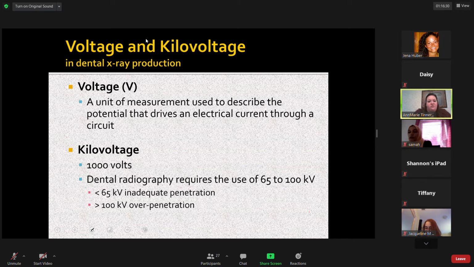Your kilovoltage is usually around 1,000 volts. In dentistry, we usually have our kVp set between 65 and 100. You'll never really see it lower than that, and you'll never definitely see it higher than that. So you do need to know that it's usually around 65 to 100. And this is your kVp, kilovoltage, kVp. I know this is sloppy, sorry.